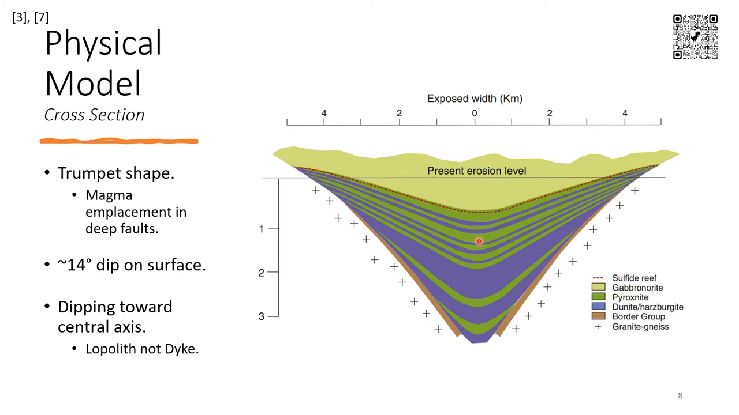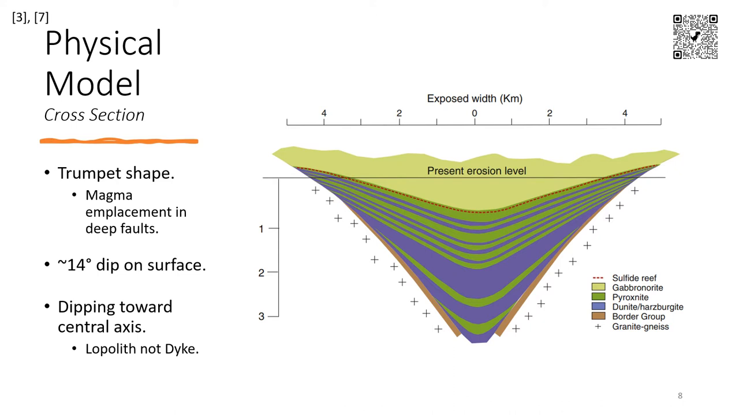And then if we look at these rock layers, you'll notice that they get thinner as you move out from the central axes. And it turns out they also get more fine-grained and more petrologically evolved, and this can be explained by the effects of differential magma cooling from the shape of this intrusion.